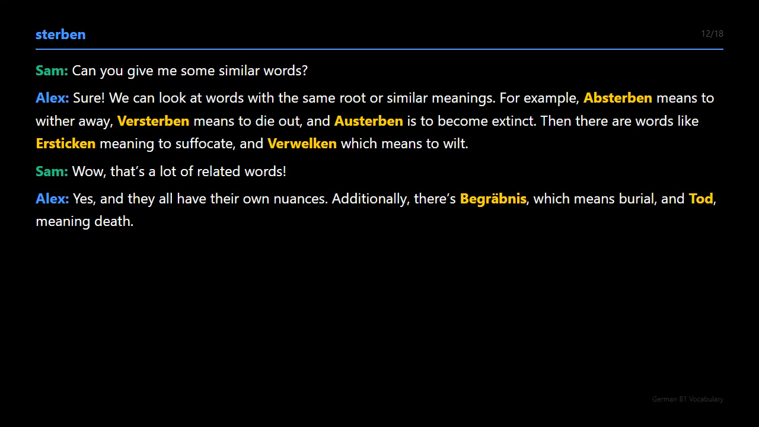Then there are words like ersticken, meaning to suffocate, and verwelken, which means to wilt. Wow, that's a lot of related words. Yes, and they all have their own nuances. Additionally, there's Begräbnis, which means burial, and Tod, meaning death.